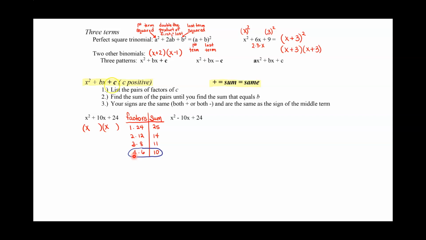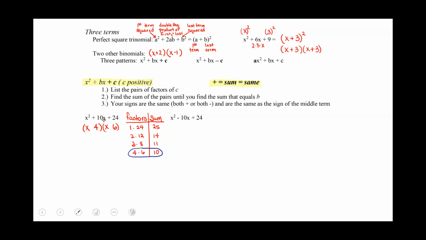Now remember, we said when our constant term was positive, we were going to think positive, we were going to think sum. So I'm going to go through and I'm going to find the sum of my factors. 1 and 24 is 25, 2 and 12 is 14, 3 and 8 is 11, and 4 and 6 is 10. And so you can see right there, I'm trying to find that sum of positive 10. There it is right there with my 4 and my 6.